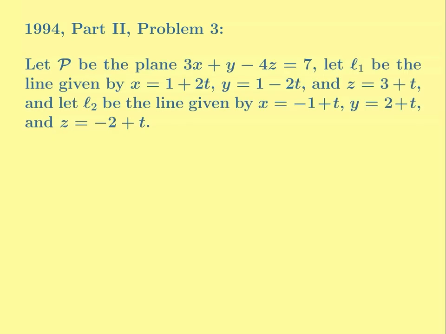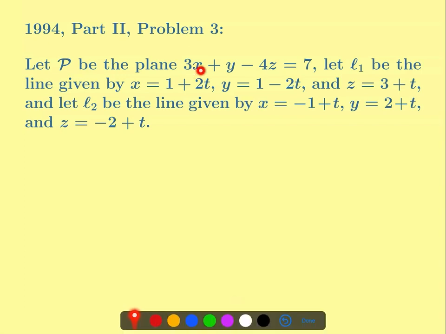Okay, for this lecture, I'm going to go over 6 problems for review on different parts of the course. This first question is about planes and lines, and we have a plane here, and we have 2 lines, L1 and L2, written in parametric form.